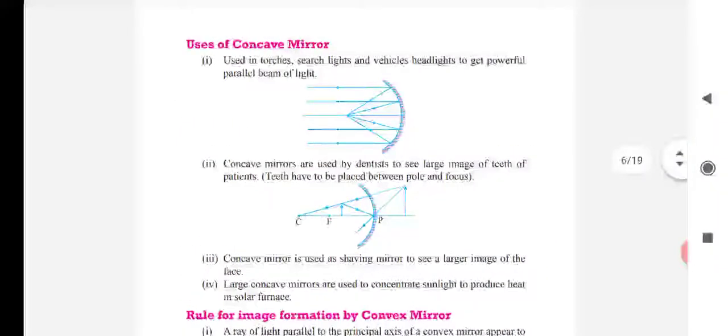One, it is used in torches, searchlights and vehicle headlights. Second, it is used by dentists to see a large image of the teeth. Third, it is used in shaving mirrors to see a large image of the face. And fourth, it is used in solar furnaces to produce a large amount of heat.